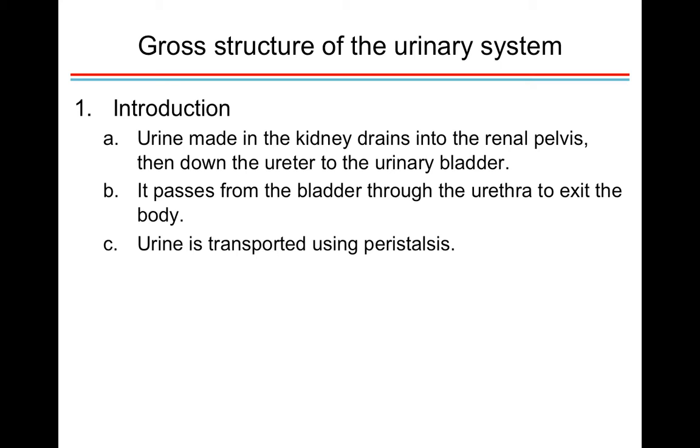So urine is made in the kidney and it drains into the renal pelvis, then down the ureter to the urinary bladder. Then it passes from the bladder through the urethra to exit the body, and it is transported using peristalsis. And of course, we know that is a process involving the contraction of smooth muscles.